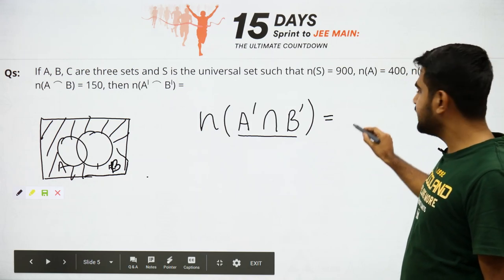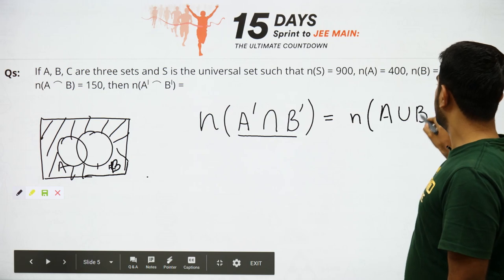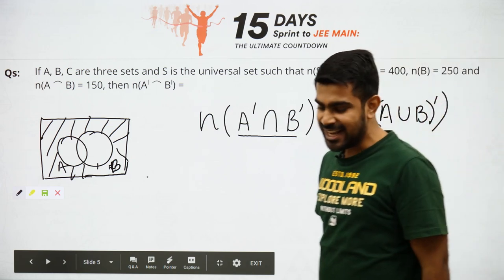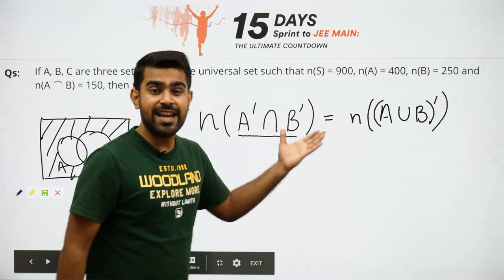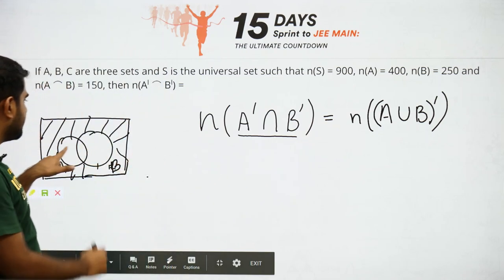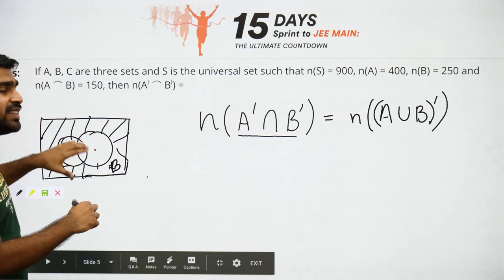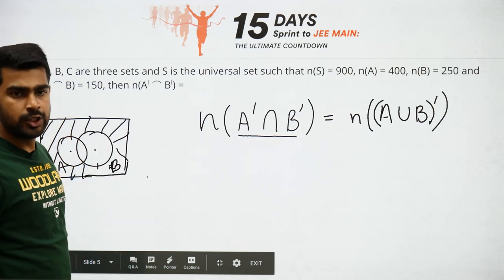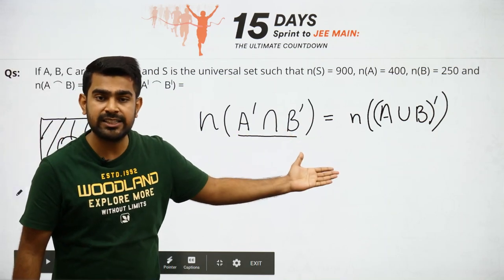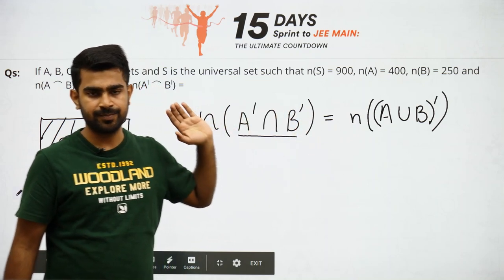Can I say it is N of A union B, the whole complement? Is that correct? Because this region is A union B, and we have everything outside of A union B. So if you have everything outside of A union B, then the number of elements is going to be of that particular region. That's it.